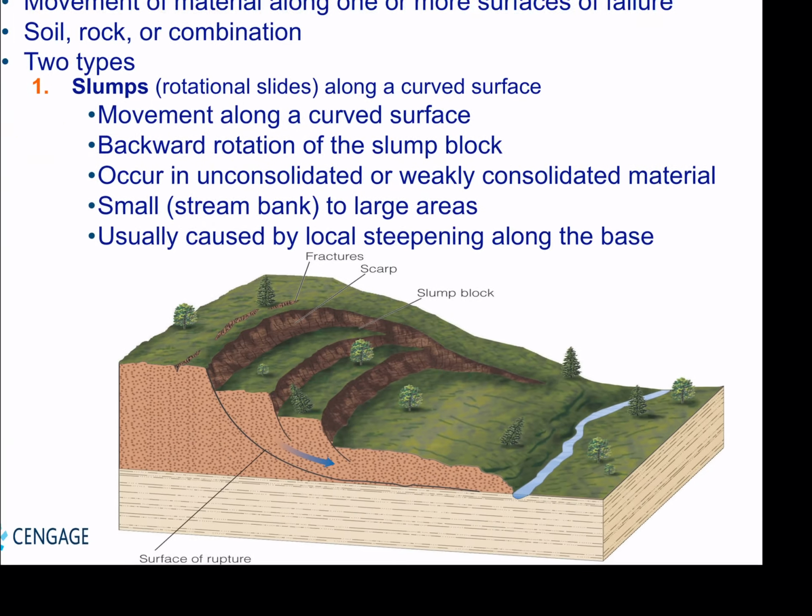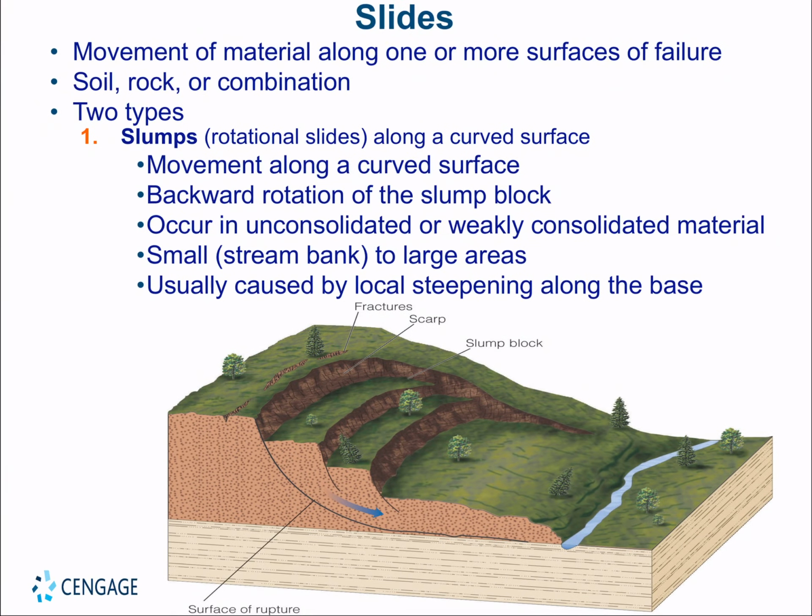Another type, we have our slides. So a slide's going to occur when you have movement along one or more surfaces of failure. It could be between soil, it could be between rock, it could be a combination. So there's 2 types. In this first picture, we're looking at what's known as a slump, which is also called a rotational slide.